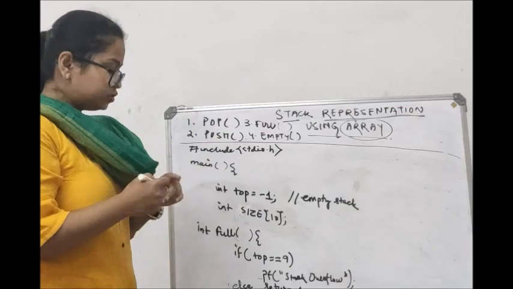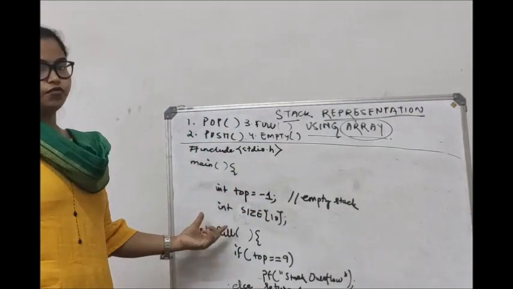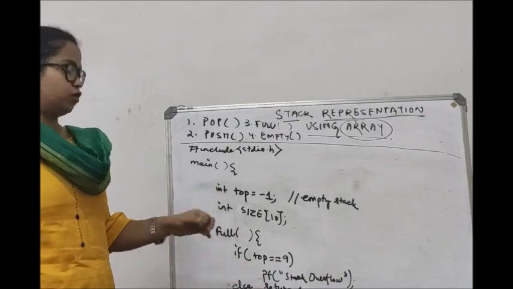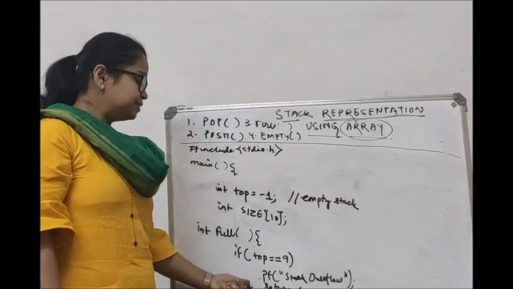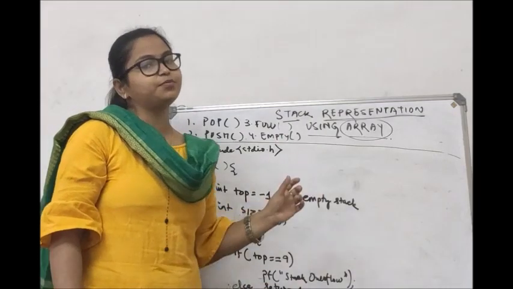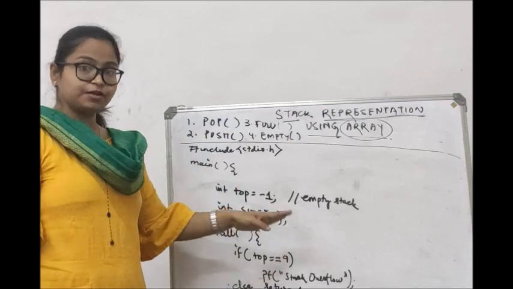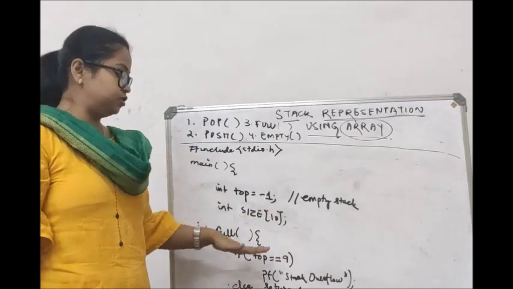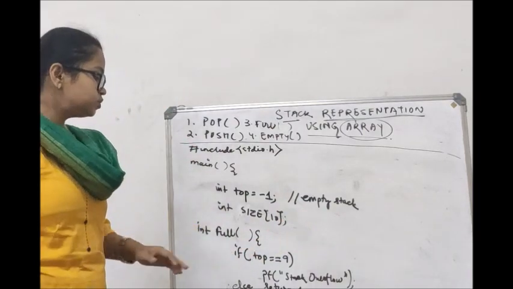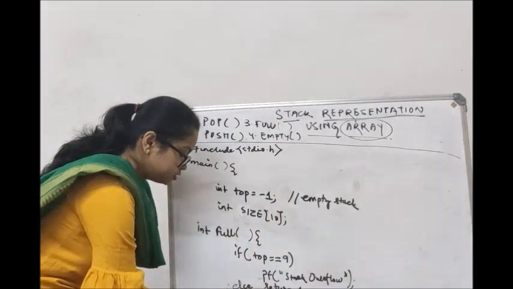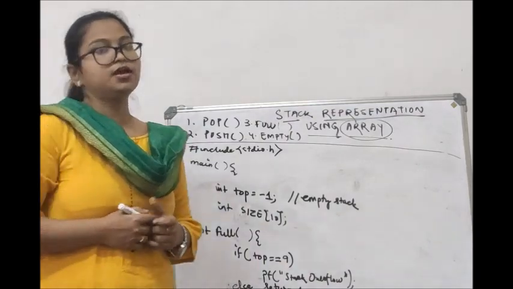We can also type the return as boolean full, because boolean will take true or false. We can just simply say return true, and in the else case, we can simply return false. So when top is 9, that means yes, the stack is full, so we have to return 1. So this is the logic of is full function.